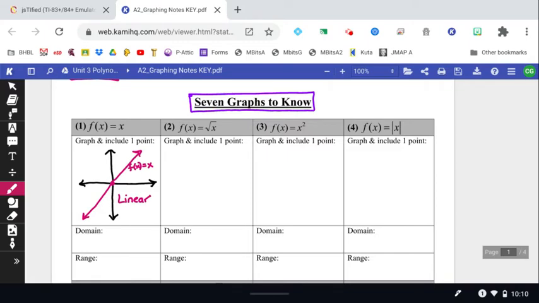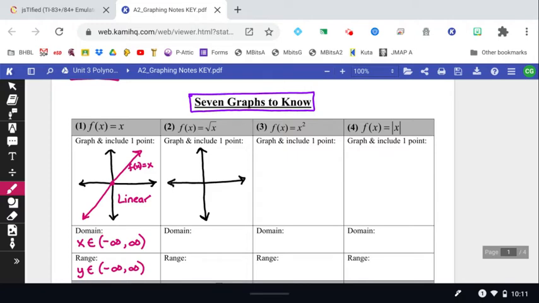And our domain for our linear function, and we could do this in either set notation or interval notation, we're going to do it in interval notation. My domain, my x's, are elements of negative infinity to infinity. My range, my set of y's, are also negative infinity to infinity. No restrictions.